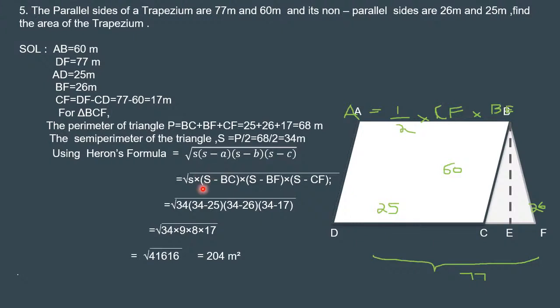Now we'll find the area. Area will be under root S into (S minus A) into (S minus B) into (S minus C). S is 34. 34 minus BC, which is 25, BF is 26 and CF is 17. So 34 minus 25 is 9, 34 minus 26 is 8, 34 minus 17 is 17. So when you multiply the whole thing, you will get 41616, whose root is 204 meters square.